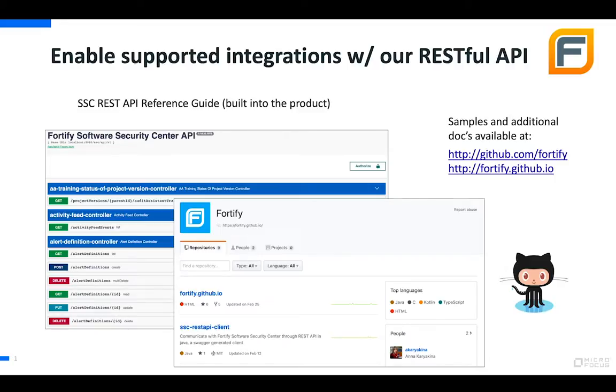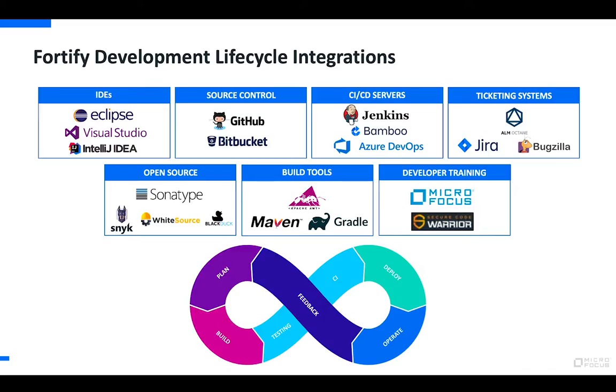We also have samples and additional documentation available at github.com/fortify and fortify.github.io that contains additional samples, including a really great project called the JavaScript Sandbox, which is designed to teach our customers and partners how to do various tasks and scenarios that are commonplace with regards to our API. So please do check that out. And if you look across the software development lifecycle, you can see the partners and other tooling that we've taken advantage of with regards to leveraging our API, specifically around IDEs and defect tracking systems and ticketing systems, pushing defects into various systems.